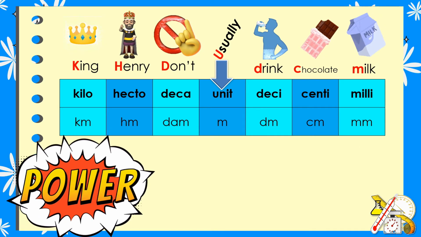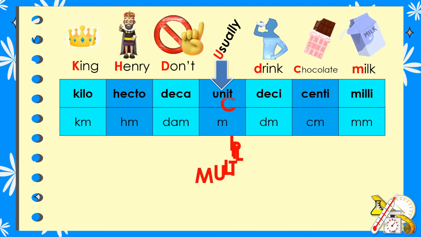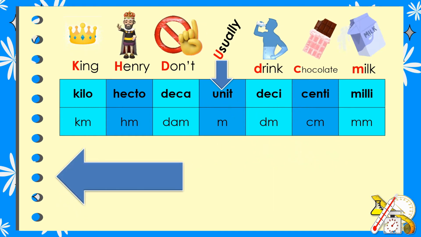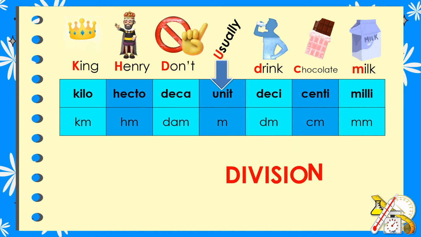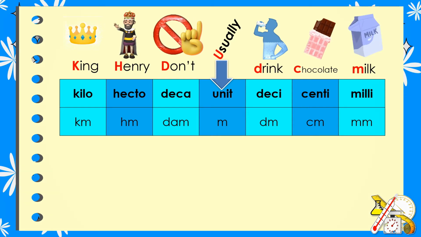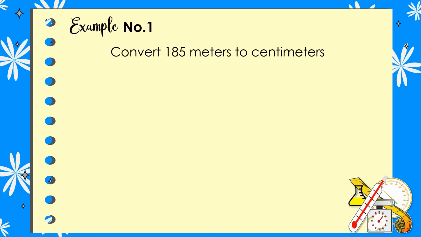At tatandaan natin na kapag ang direction natin is going to the right, ang ating process ay multiplication. Tama. Kapag ang direction nyo naman ay going to the left, ang ating process naman ay division. Let us convert. Example number 1. Convert 185 meters to centimeters.